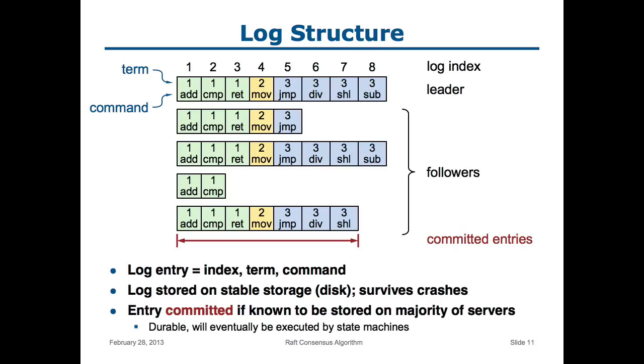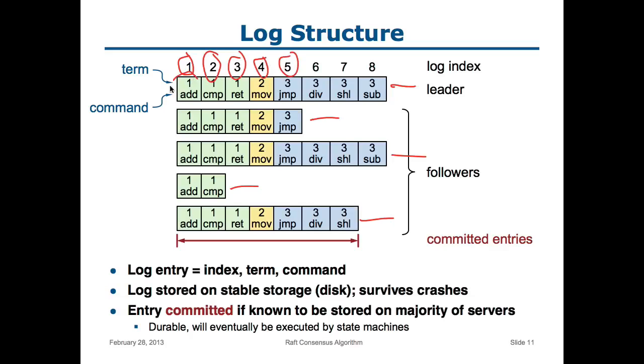Now let's move on to the second part of the Raft protocol, which is the mechanism that leaders use during normal operation to replicate log entries. First, let's talk a little bit about the log. Each server stores its own individual copy of the log. So the leader has a copy, and each follower has its own private copy of the log. The log is divided up into entries, and entries are identified by an index, which gives their position in the log.